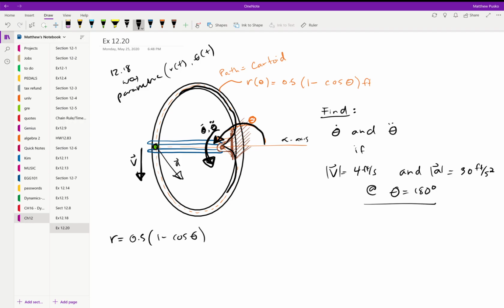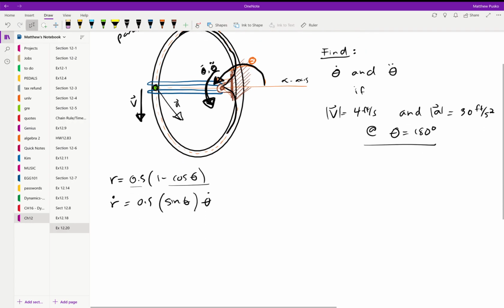Okay, so we have r. R is equal to 0.5 times 1 minus cosine theta. We can find r dot right away. R dot would be equal to the constant 0.5. What's the derivative of 1 minus cosine? It would be a positive sine theta. Then we'd have to multiply by theta dot.